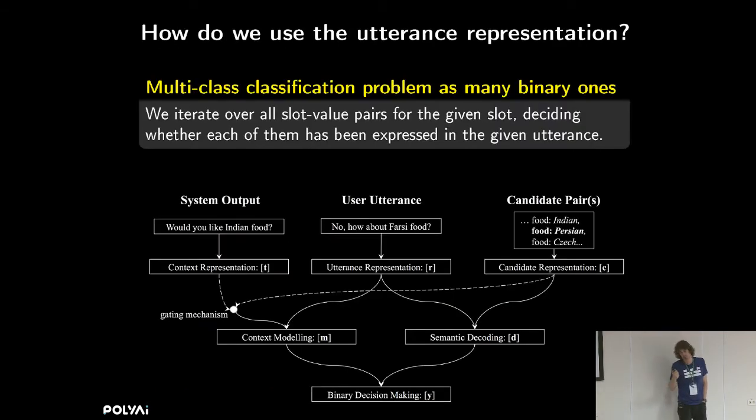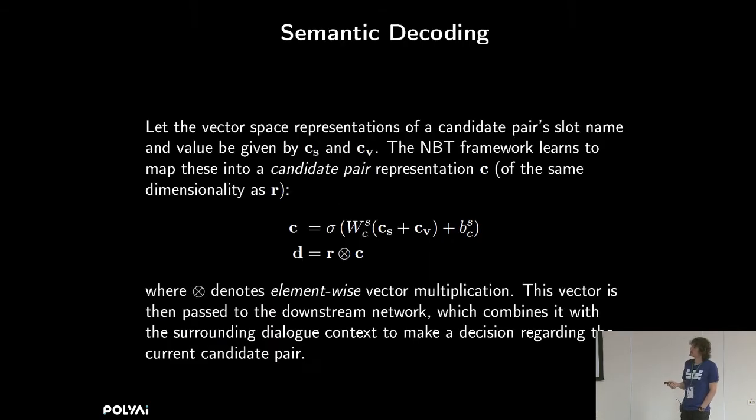So how do we actually use these learned utterance representations? User utterance representations interact with slot value pairs and their representations through the semantic decoding module. And this is a per turn decision. So we have to detect whether this particular pair was expressed in the current user utterance. The idea is to take word vectors of each slot and value, transform them into a representation that has the same dimensionality as the user utterance representations, and then do element-wise vector multiplication, which will give you the information whether these slot value pairs were expressed in the user utterance or not.